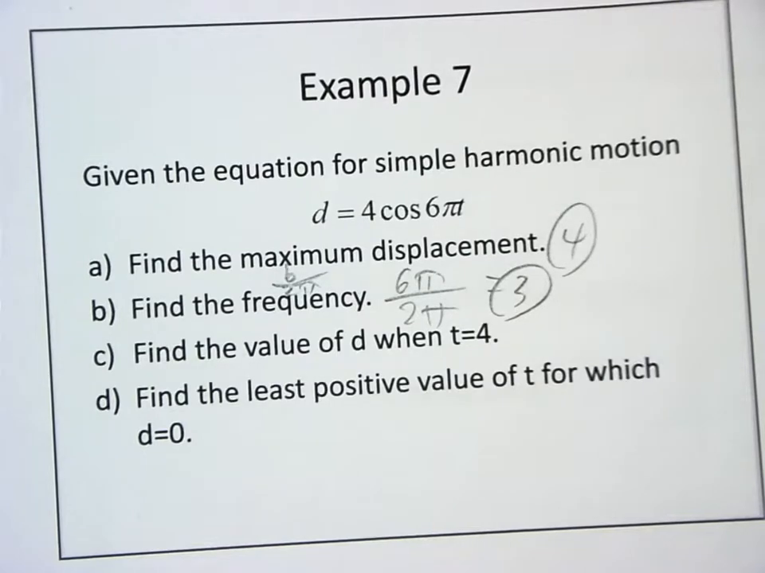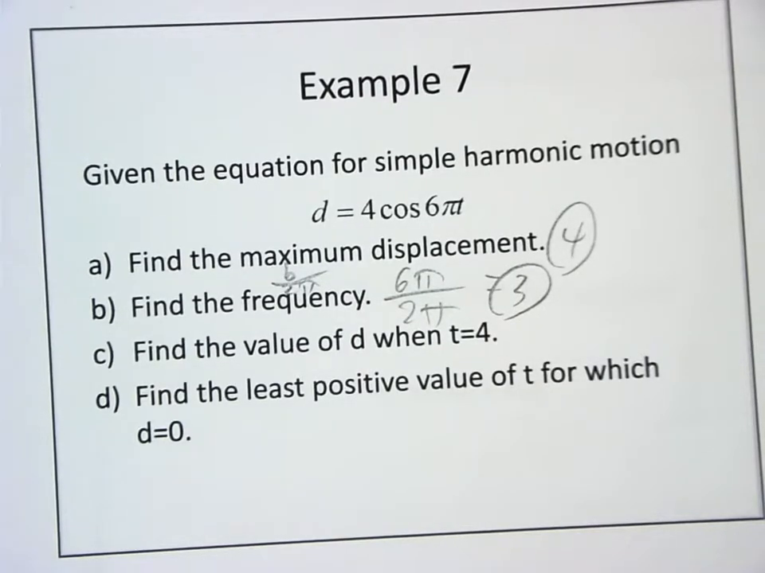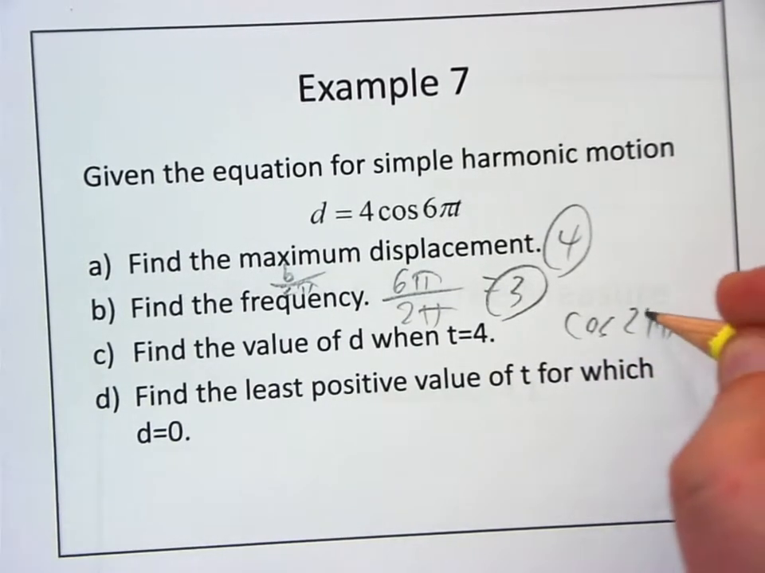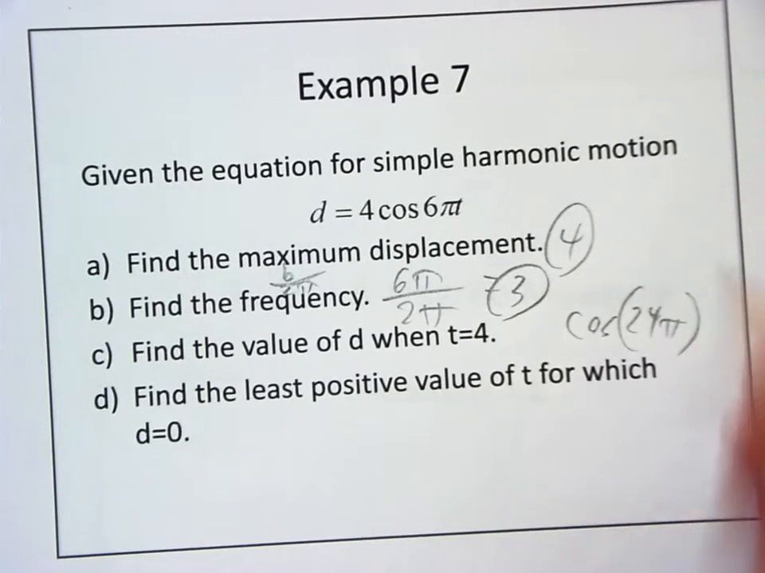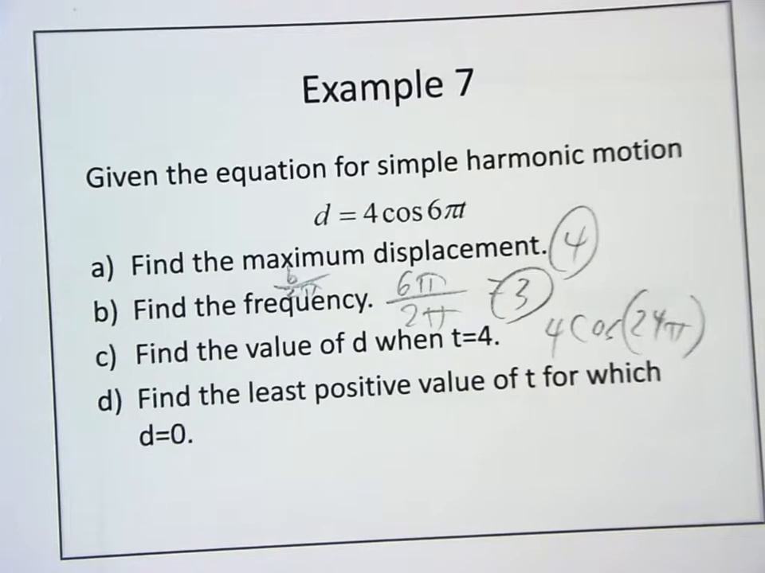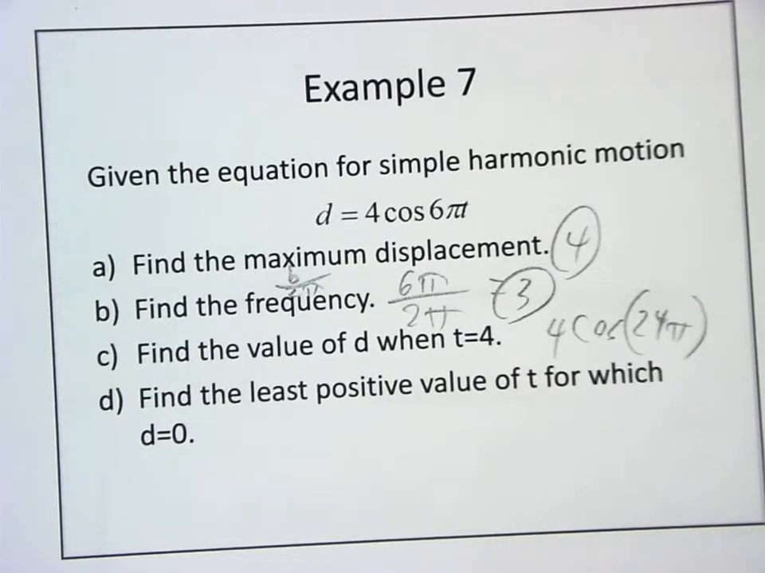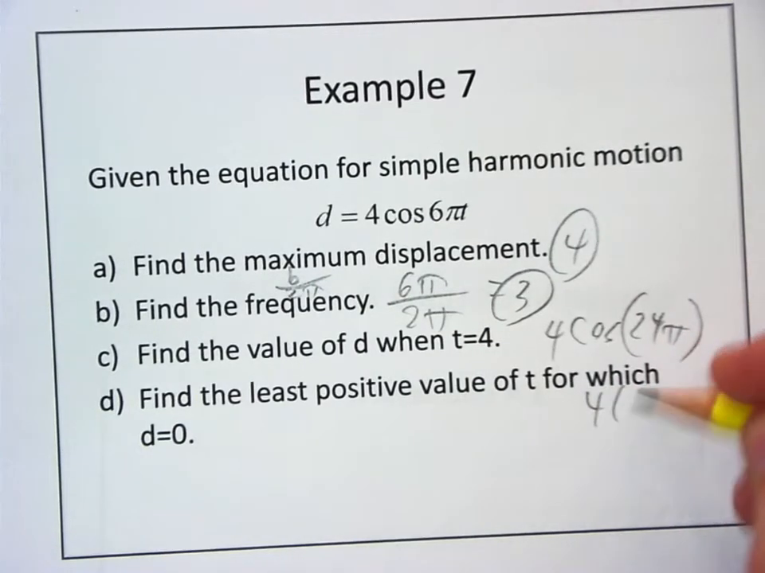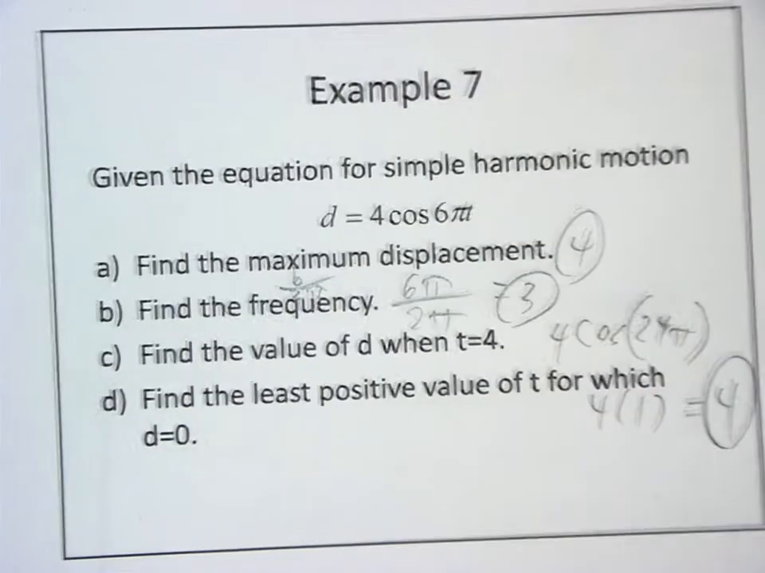Find the value of d when t is 4. So plug in 4. Now, honestly, I wouldn't even bother with the calculator here because it's going to be cosine of 24 pi. What's the cosine of 24 pi? Well, because it's an even multiple of pi, it's going to be the same as cosine of 2 pi. So 1. So you have 4 times 1, which is 4. So d is 4.